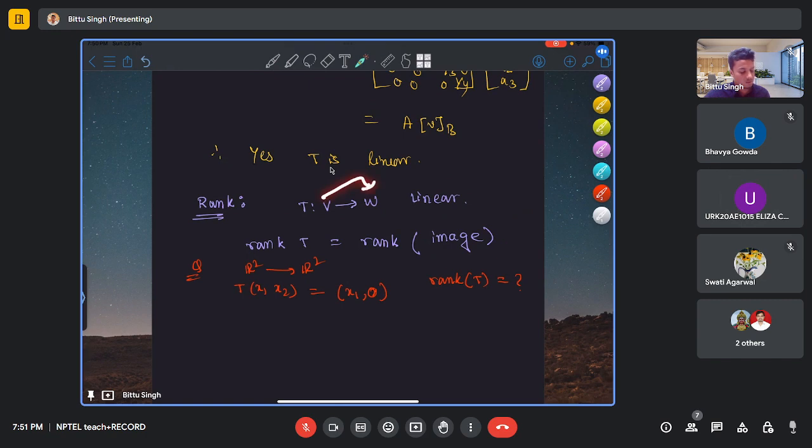Rank of image means, because TV, the image, is also a vector space. Okay. This TV, this is also a vector space. Subspace of W.